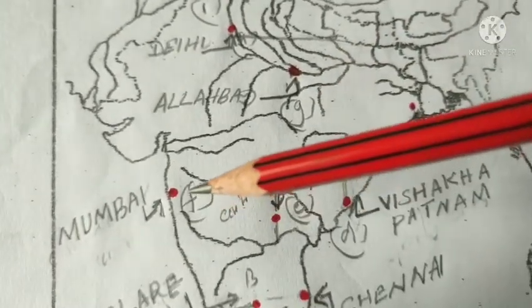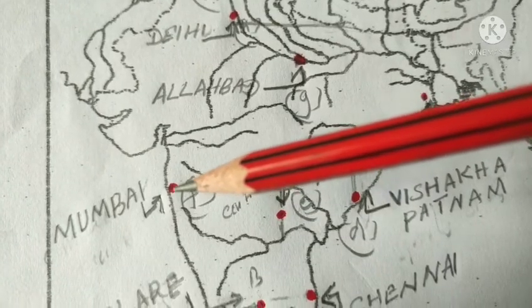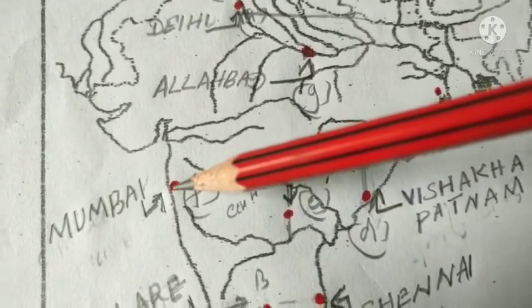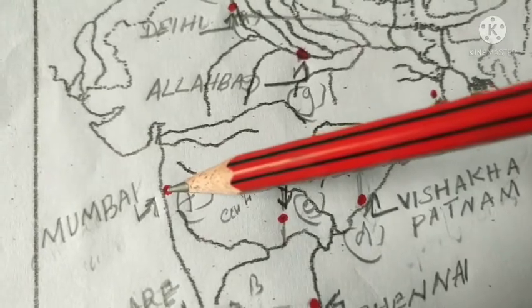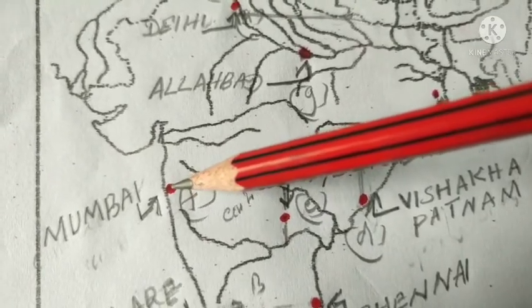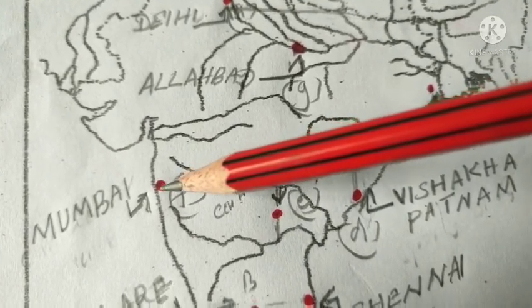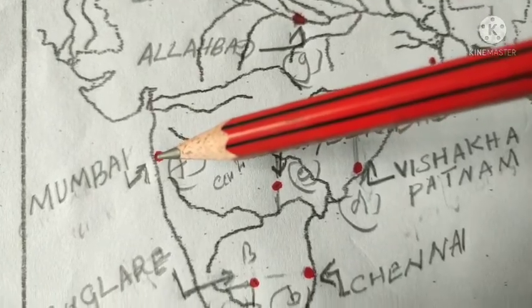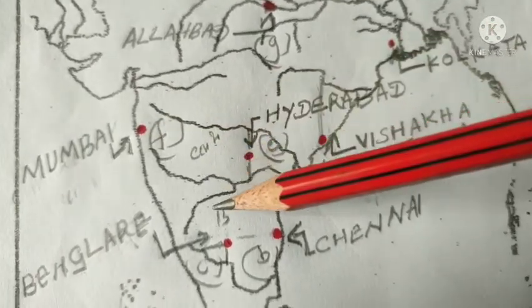Next is Mumbai. So where is Mumbai? It is a coastal city. So here one small bend is here. Here, on the coast, you have to mark, not away from it. If you mark away, you will not get the mark. So on the coast you have to mark here.